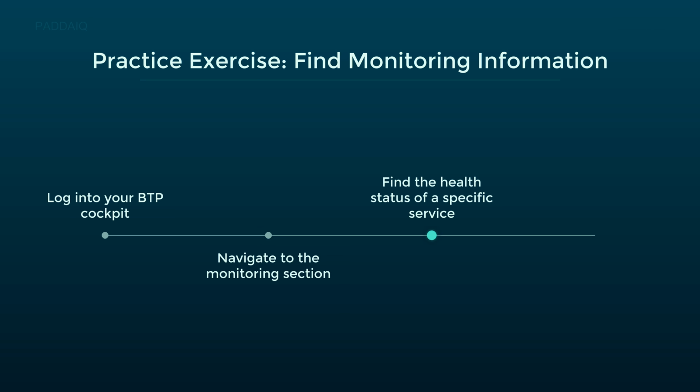Find the health status of a specific service. This means checking if a service like the SAP HANA Cloud database is running smoothly or has issues. For example, you might verify it's operational before a critical report runs. Ensuring service health helps maintain reliable application performance.